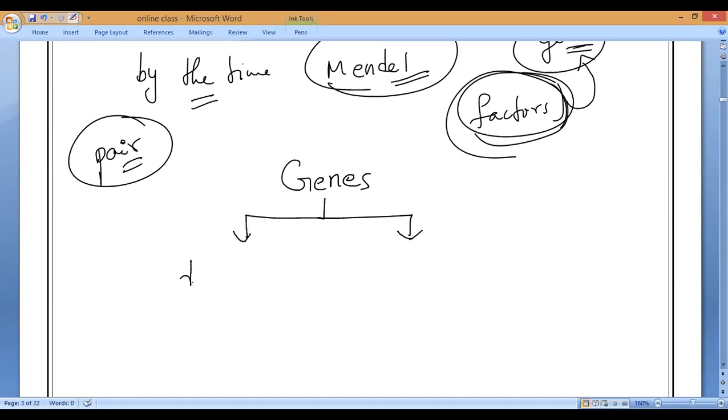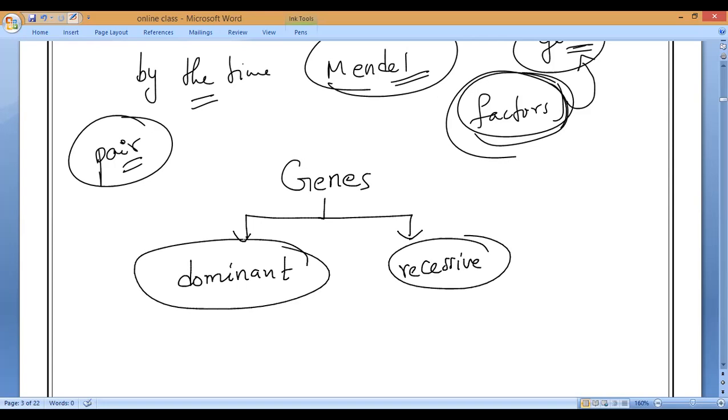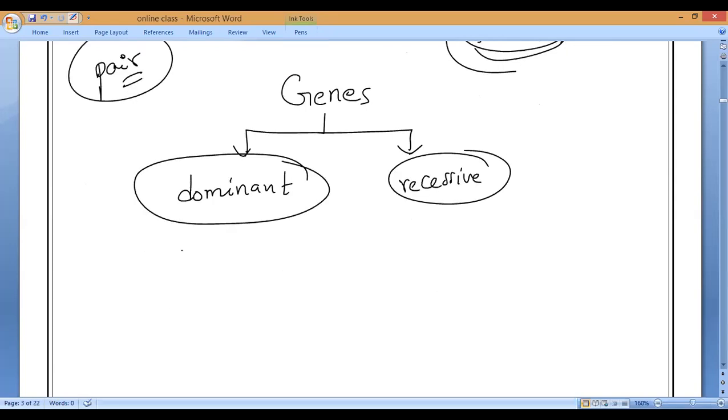One is called the dominant gene, and the second is called the recessive gene, which control the same characteristics of an organism. That is what you have to remember. These are the most important words, which we are going to use continuously in this chapter.